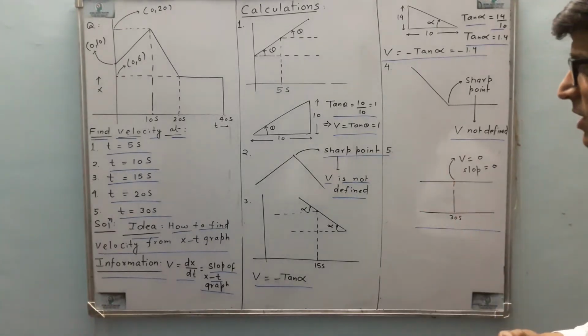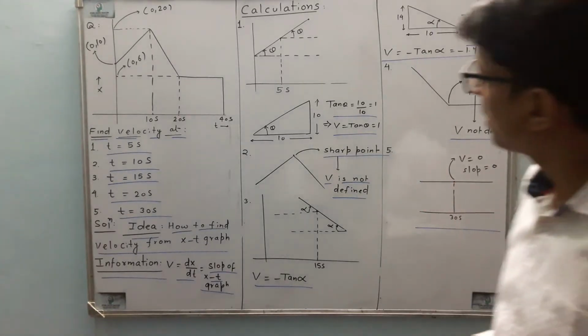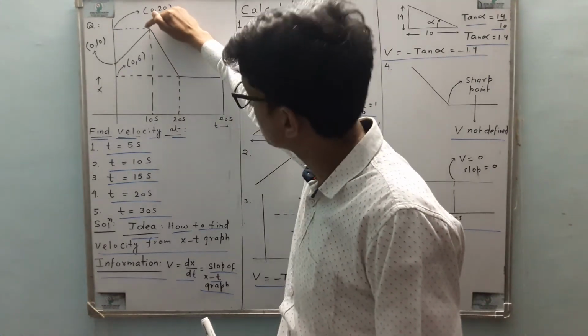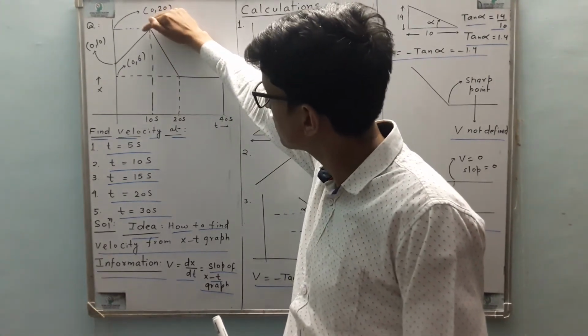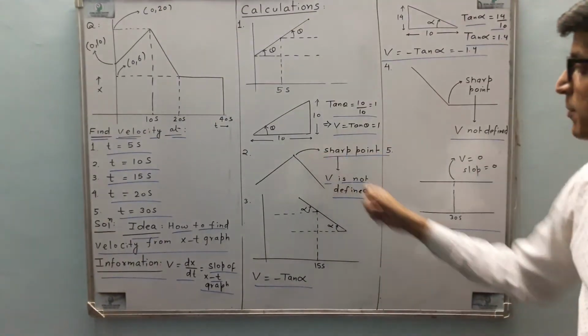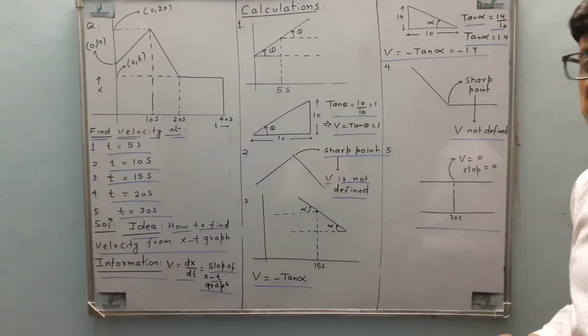Let's check velocity for t is equal to 10. At t is equal to 10, we can see that there is a sharp turn. So the derivative is not defined because right limit and left limit are different. So it's a sharp point, so velocity is not defined here.